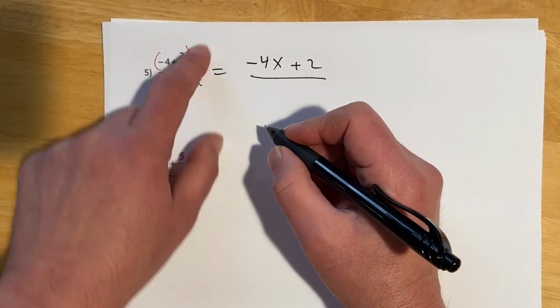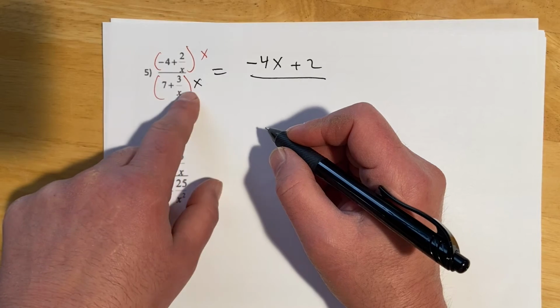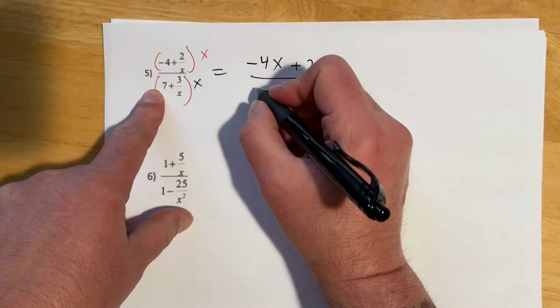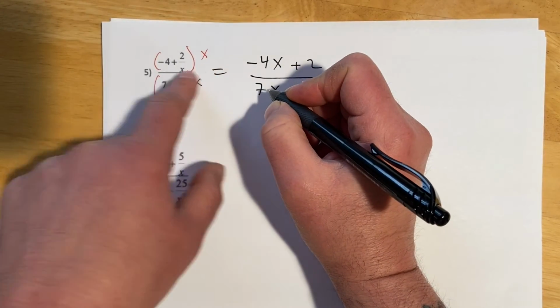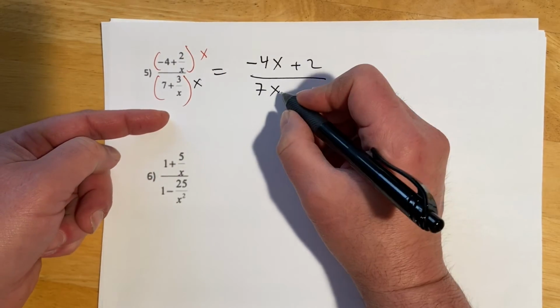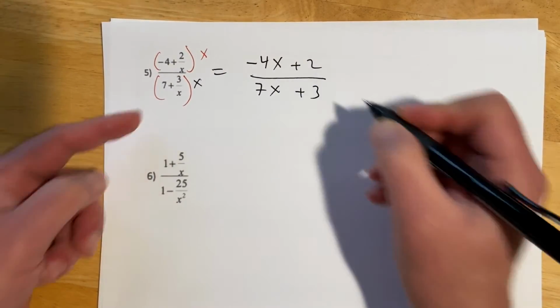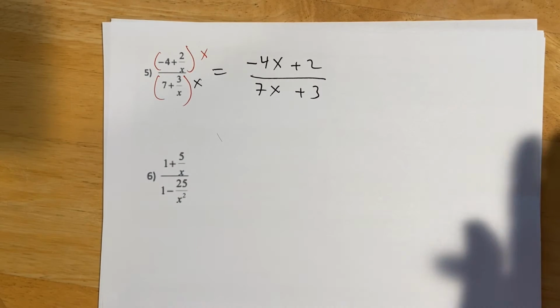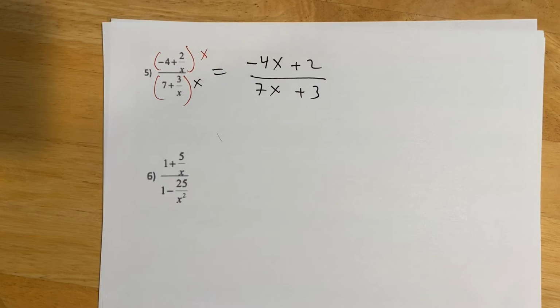Doing the same thing down here, x over x, I should have written that at the same time. X times 7 would be 7x, and again, this would be 3x over x, so those x's would cancel, leaving a 3. Nothing factors, they're not the same, so I can't reduce. And that's the end of that problem.